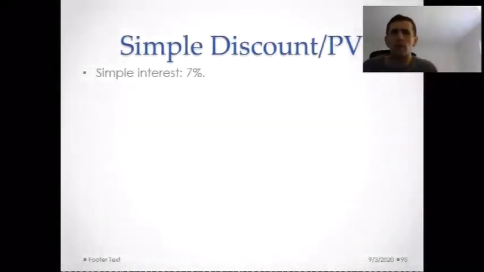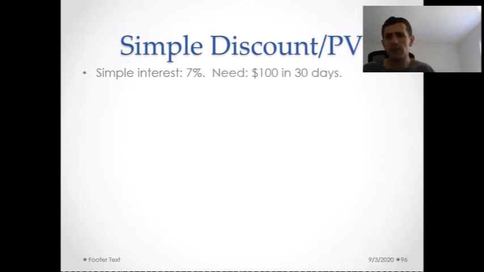Okay, so I want to end off with simple discount and interest and how it relates to present value. The concept of present value with simple interest is, no pun intended, very simple. It really is not complicated. Let's say we have simple interest at 7%. Let's say I need $100 in 30 days. What is my initial investment, A0, if this account accrues simple interest at 7%?